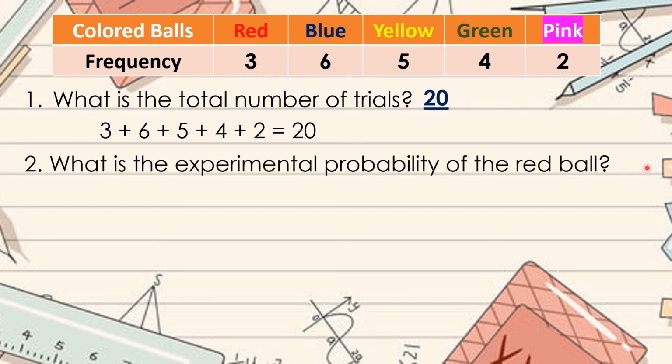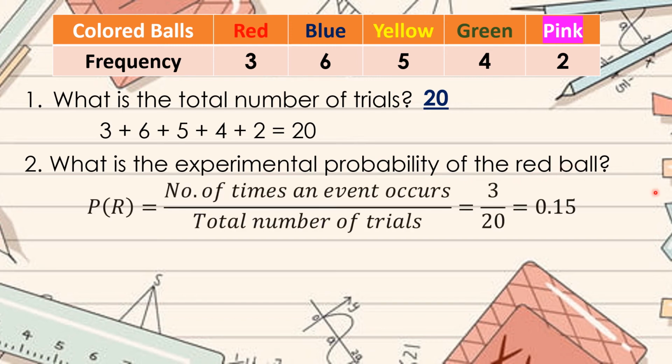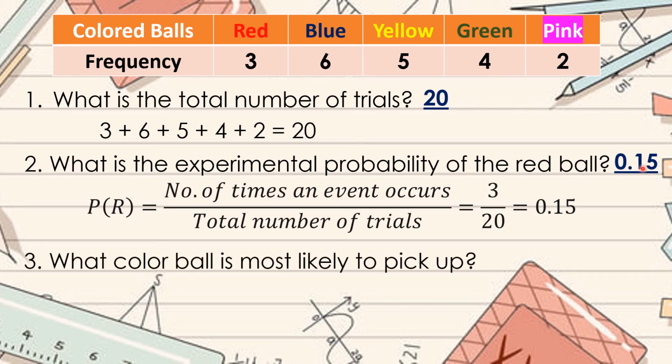Number 2, what is the experimental probability of the red ball? Ayan. For the solutions, di ba? Ang kailangan natin ay red ball. At ang red ball ay 3 beses niyang nabunot. So, lagyan natin dito ng 3. Ang total number of trials, according to our answer in number 1, is 20. So, we have here 3 over 20 or 0.15 or 15%.